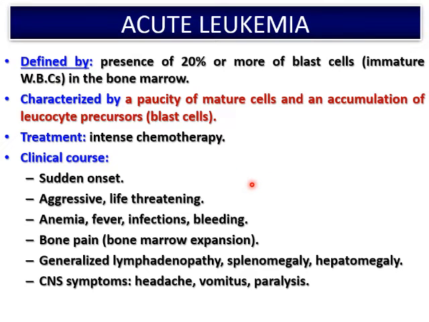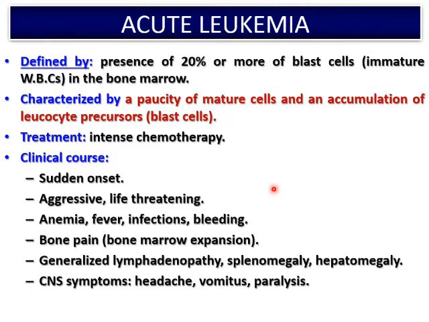Acute leukemia, as we said before, means the presence of immature cells, that is, a cancer arising from malignant proliferation of immature cells. So in acute leukemia, we must have at least 20% blasts, or immature cells, in the bone marrow. So acute leukemia is defined by the presence of 20% or more blast cells, immature white blood cells, in the bone marrow.